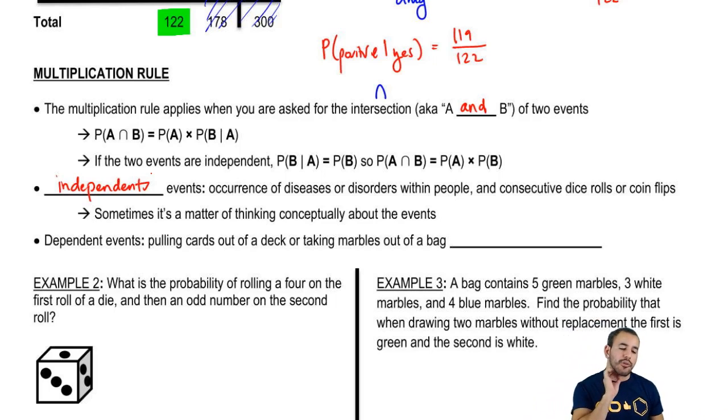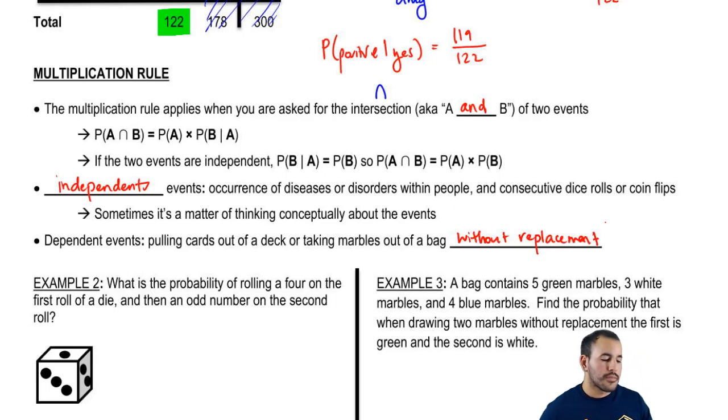Now some dependent events are pulling cards out of a deck or taking marbles out of a bag without replacement. So what do I mean by that? Basically, without replacement is I take an object and I don't put it back in, right? So why does that affect everything? Because let's say, for example, I pull out a queen, right? And now I ask you, what's the probability of me finding a queen, and this is out of a full deck. So the probability of me finding a queen the second time is what? How many queens would we have left?